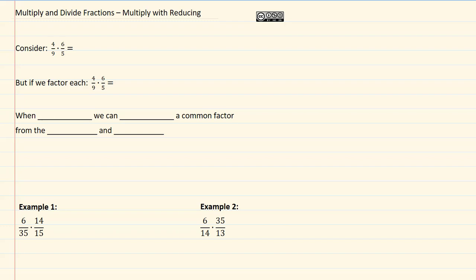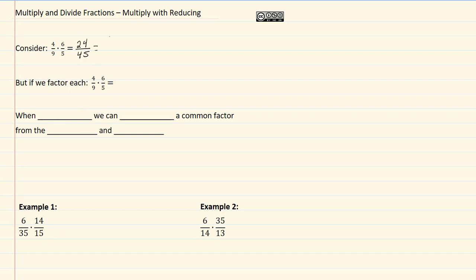Multiply and divide fractions. Multiply with reducing. So let's consider 4/9 times 6/5. If we multiplied this out just as it's written, we would get 24 over 45. Now if we look at this, 24 and 45 have some common factors.